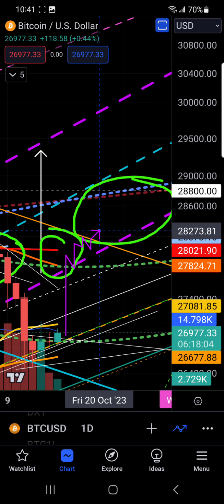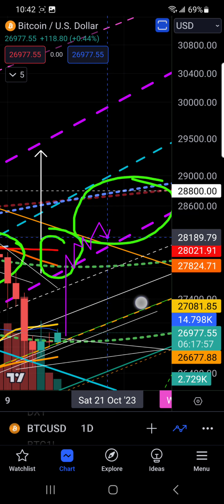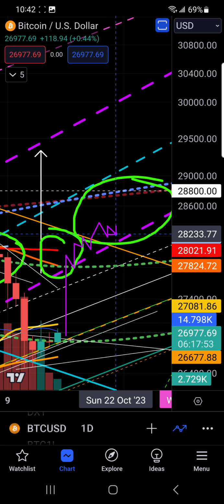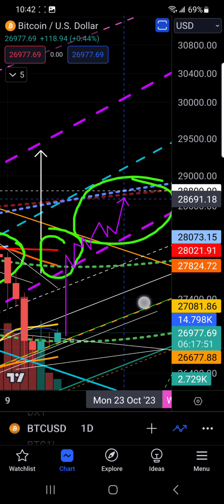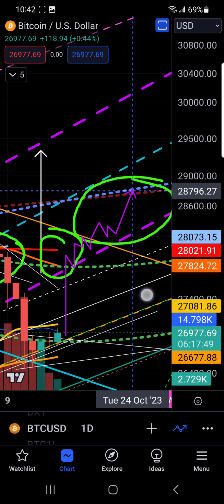So this will take us into the weekend. Maybe we'll just hang out around here in the weekend. Let's see a move upwards here with the rejection.